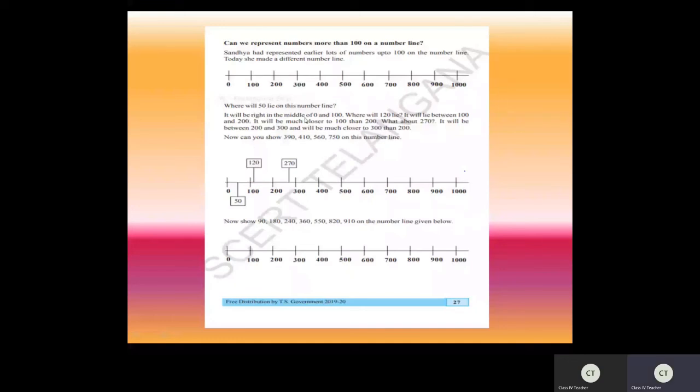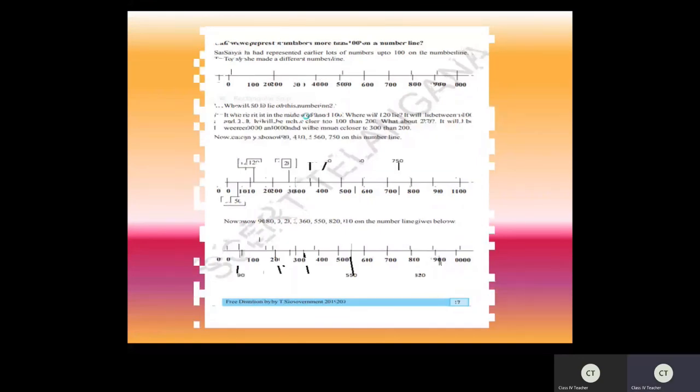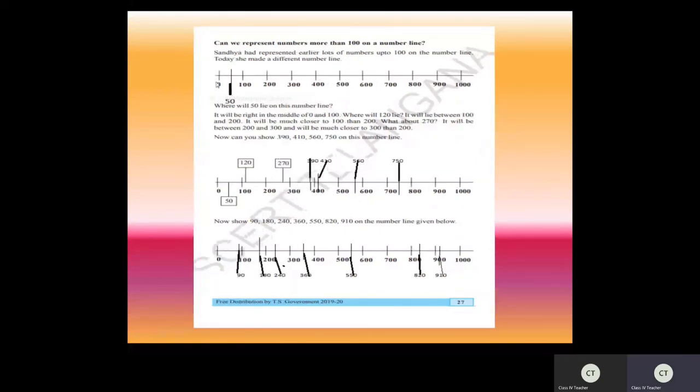Where will 50 lie on the number line? Okay, now you have to represent 50 on a number line. So 50 lies between 0 and 100. And 50 is the nearest to 0? See here, I have represented 50 on this number line. It will be right in the middle of 0 and 100.